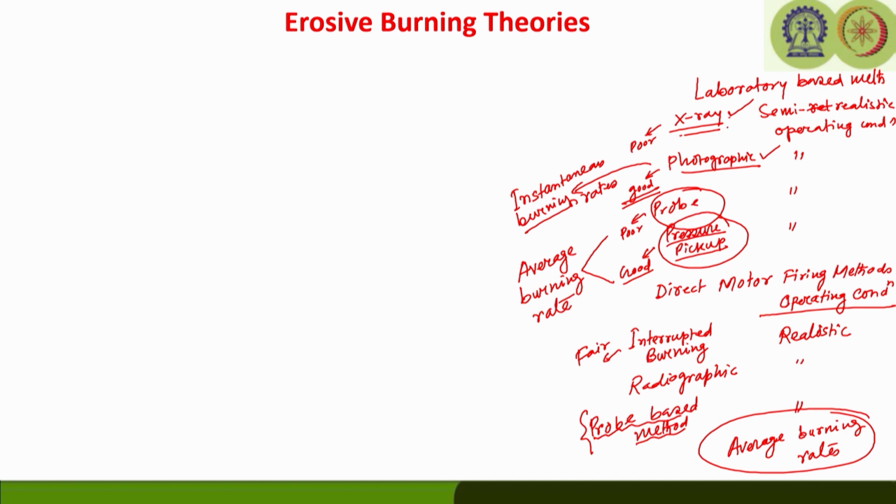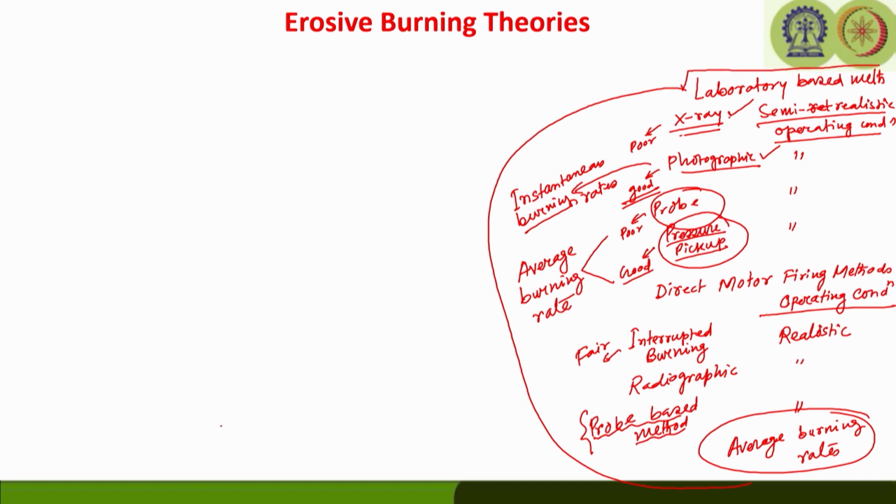whereas X-ray is either average or instantaneous depending on how we are doing it. So, this also gives us either instantaneous or average burning rates. If the cine radiographic technique is combined with X-ray and photography, then probably it can give us the instantaneous burning rate, otherwise it can give us the average burn rate. Okay. So, these are the typical features for the laboratory based methods and direct motor firing based methods.